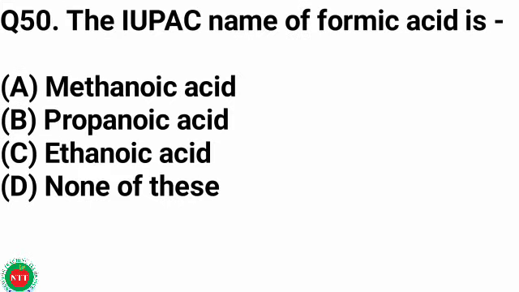The IUPAC name of formic acid is A. Methanoic acid, B. Propanoic acid, C. Ethanoic acid, D. None of these. And the right answer for this question is methanoic acid.